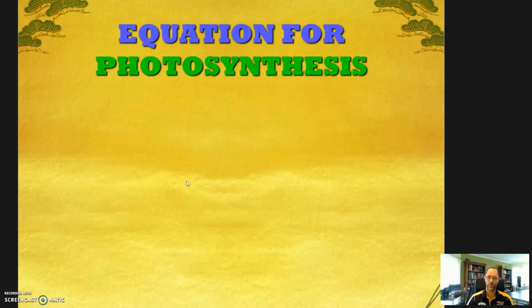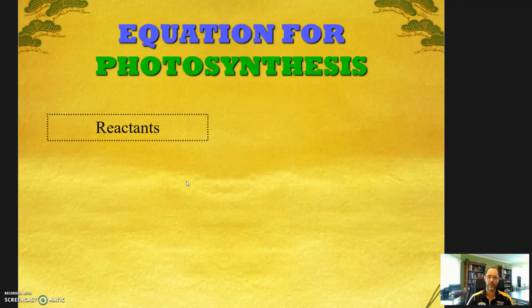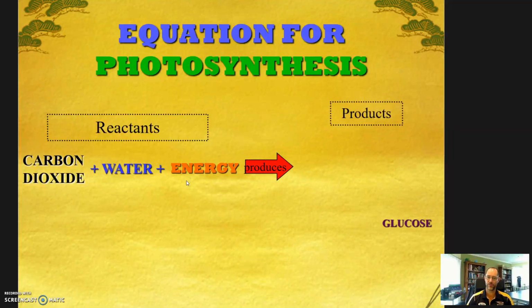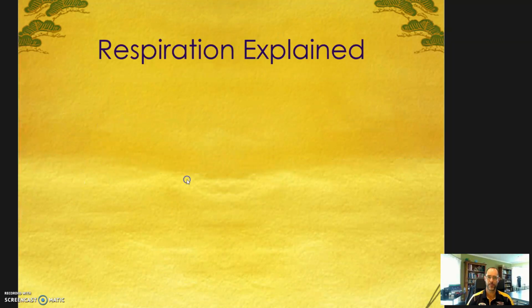So the word equation: I'd very much like it if you would write this word equation down, because it's just part of the syllabus and you need to know this. So the reactants, which are the things that react together in a chemical reaction, remember this is a chemical reaction, are carbon dioxide and water. Energy, which is sunlight, produces products: glucose and oxygen. If you need more time, you can pause the video now to write that into your workbooks, please.